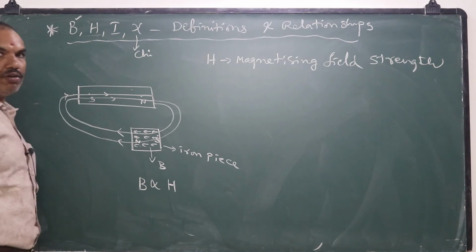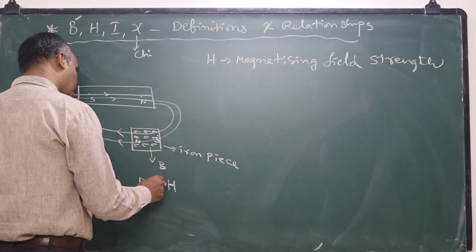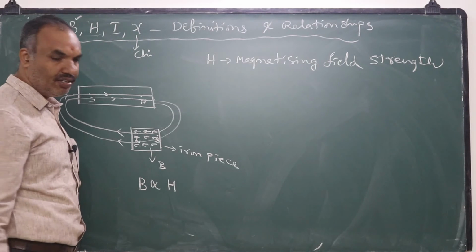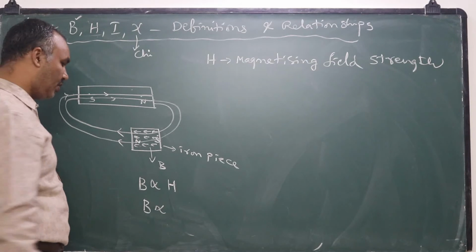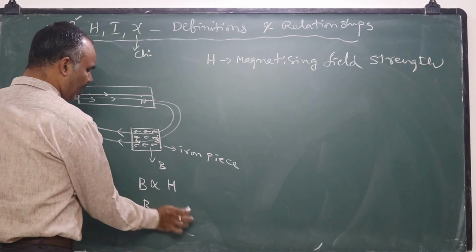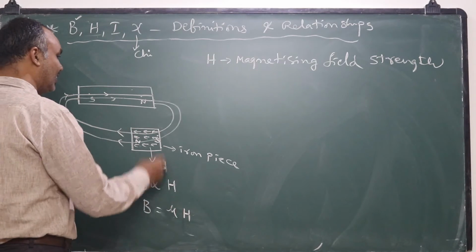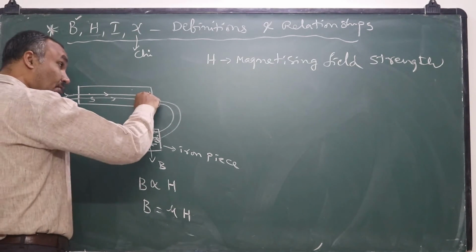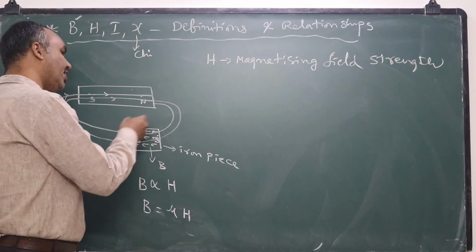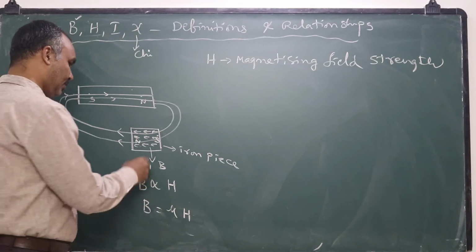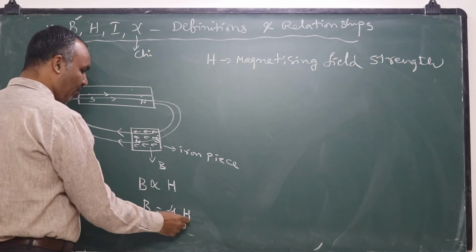B is proportional to H. The magnetic induction field developed here is proportional to the strength of the magnetizing field. It is equal to some constant mu into H. Here mu is nothing but the role of the medium. If the medium allows the lines of force, then only it is capable of allowing them to pass through it, and it will get magnetization. So the induction is because of the lines of force coming through the air or free space.